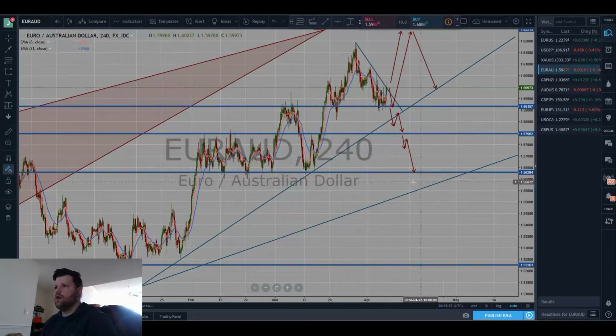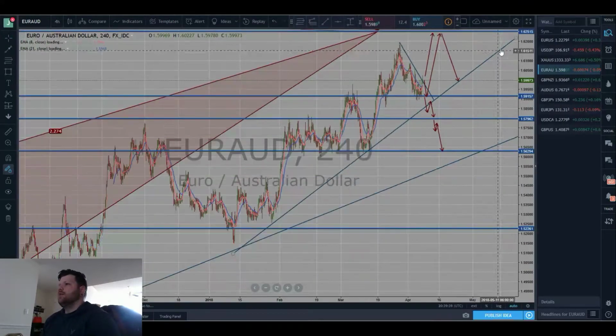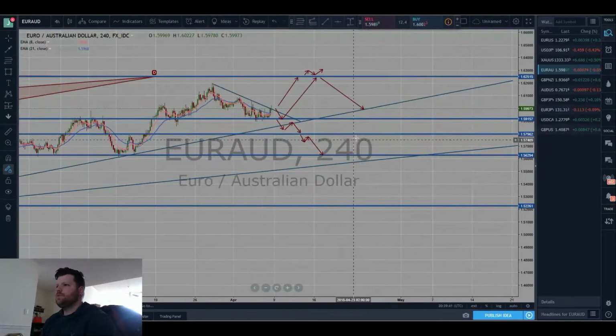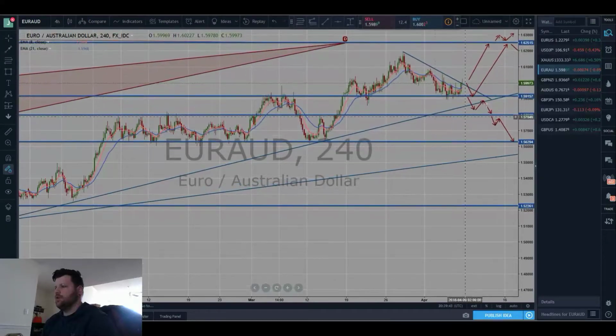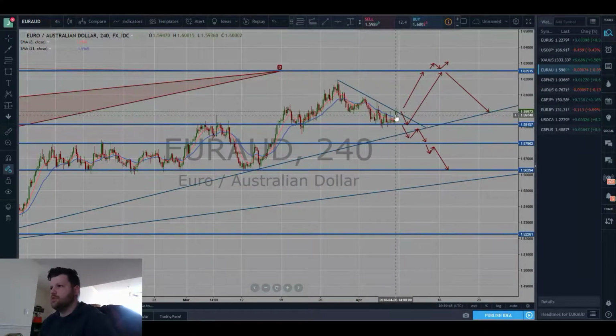Dropping down to the 4-hour time frame, this trend line right here is the same one that I drew on the daily. I've added this trend line as well, which price is currently sitting right on. Let's readjust this so we can see it a little bit better. So you can see price is currently sitting right on that trend line. If we do get a break of that trend line, then we'll be looking for the completion of the bat pattern, which is this horizontal line right here.